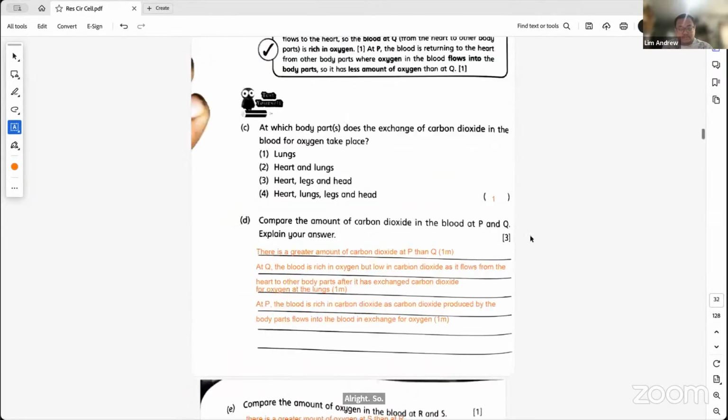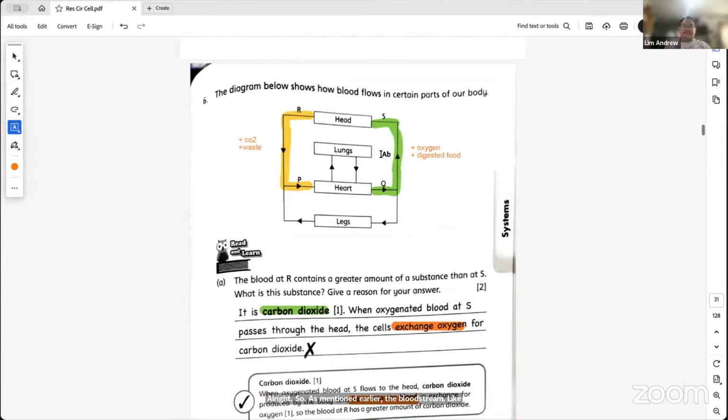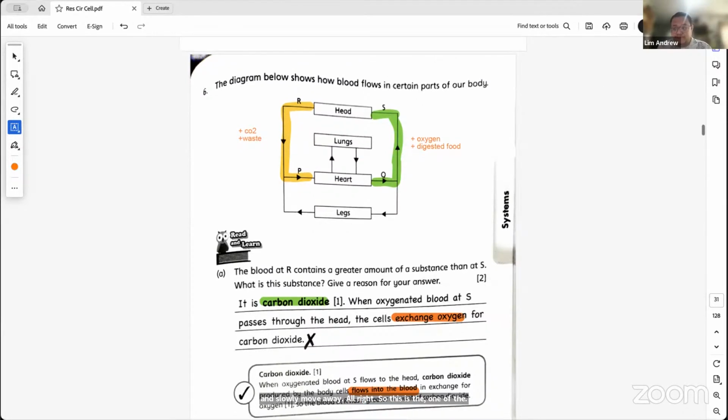As mentioned earlier, the bloodstream diagram. This is a typical blood flow diagram, whereby the blood will first flow from the heart to the lungs and slowly move away. All right. So this is one of the diagrams that you will see in examination. It should be on page 31.